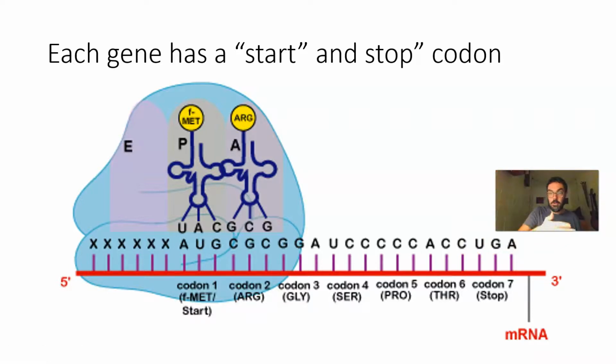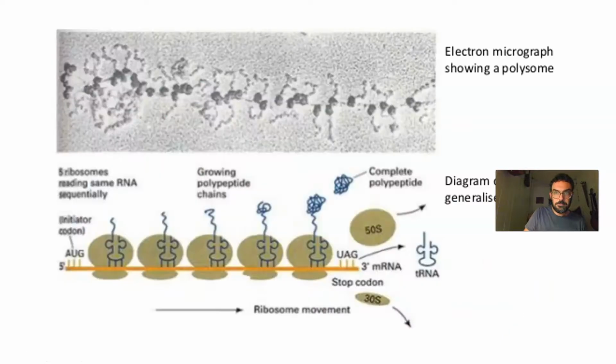So there's always a start codon and a stop codon. The start codon is always the same, and it always gives us methionine, and there are a few different ways to stop it. There are a few different sequences which will stop translation. And we'll talk about that next class.